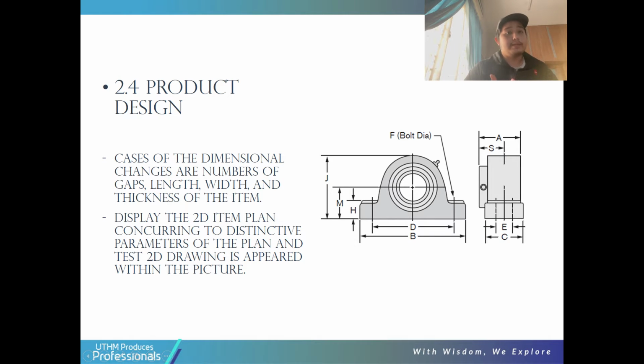Lastly, the product design. As we can see in the slides, we have inserted the 2D sketch of our product. The justification is cases of dimensional changes, such as the number of gaps, length, width, and thickness of the item. The 2D item plan is displayed according to the stiff parameters of the plan, and the test 2D drawing is shown within the picture.